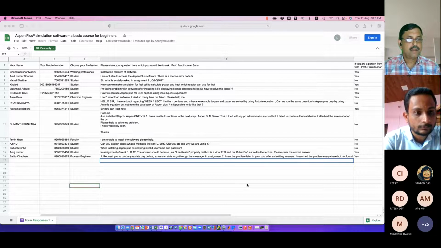Anuj Kumar is saying that in the assignment of week 1, question number 12, the answer should be false. Lee-Kessler property method is a virial EOS and not a cubic EOS as told in the lecture. Please correct the answer here. Okay, I take this complaint further and I will definitely check, and whatever is the correct answer, I will update it. Okay, thank you, Anuj Kumar, for pointing it out.